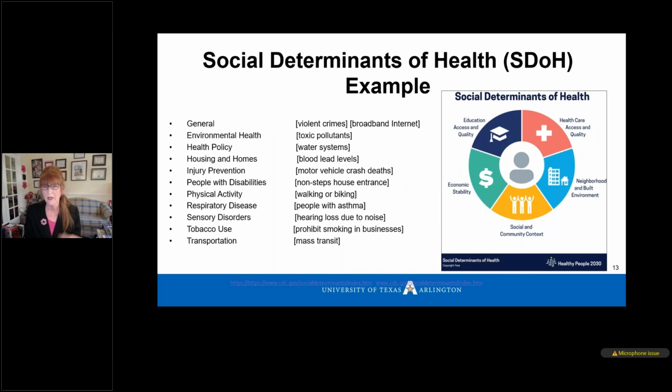But before I do that, I want to explain a little bit. You're going to need to know at least this much about the social determinants. There are 5 categories in regard to that.